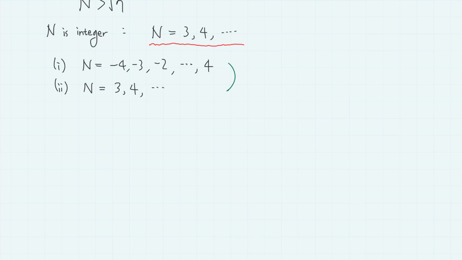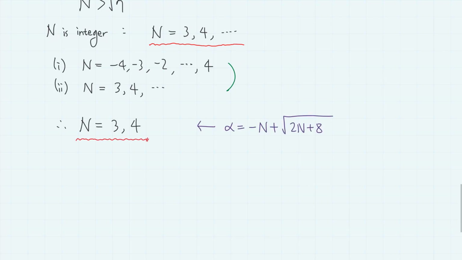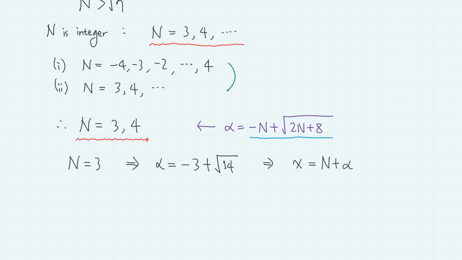Therefore, by finding the common range between these two, we have integer solutions 3 and 4. This is obtained under the case where alpha equals minus n plus square root of 2n plus 8. So when n equals 3, we have alpha equals minus 3 plus square root of 14. Hence x, which equals n plus alpha, is equal to square root of 14.